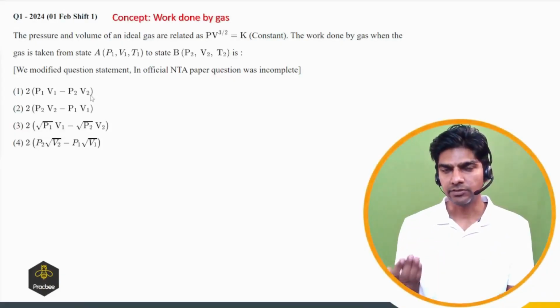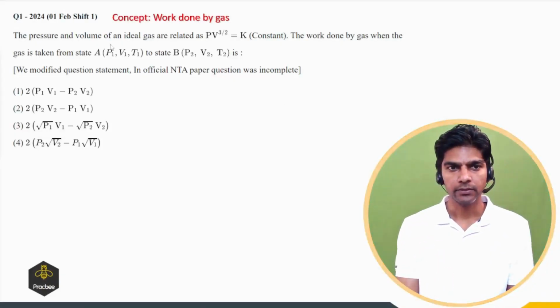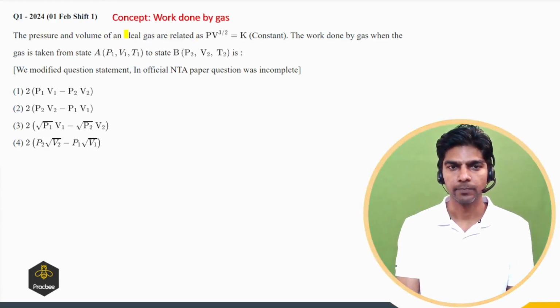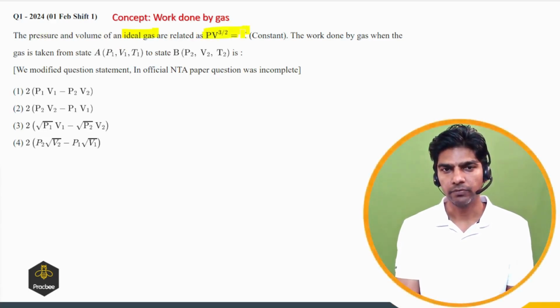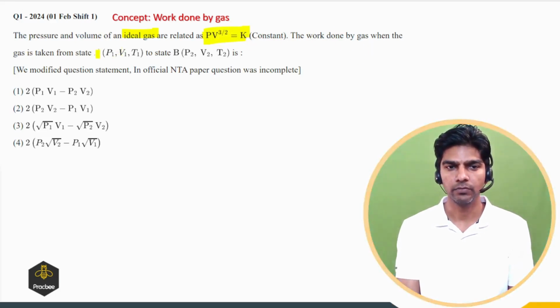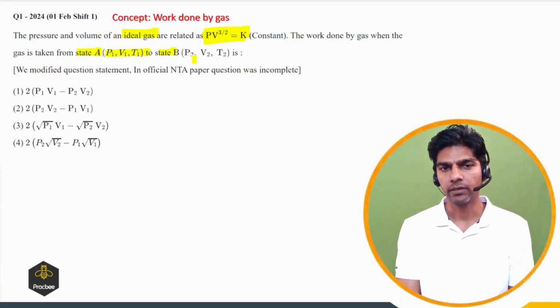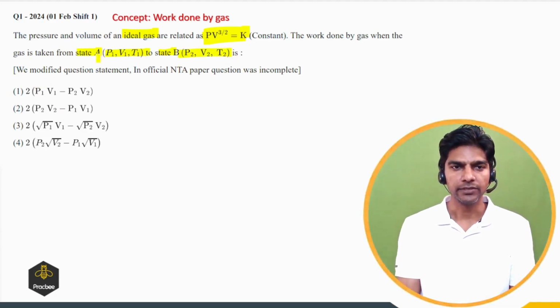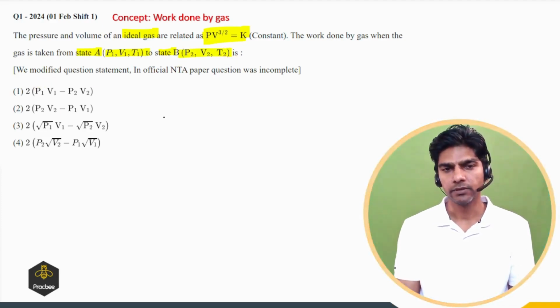Now let us see this illustration based on work done by a gas. Here the pressure and the volume of the ideal gas are given by PV raised to power 3/2 is constant, and we need the work done by the gas when the gas is taken from state A to state B. At state A pressure is P1, volume is V1, temperature is T1, and similarly for state B it is P2, V2 and T2. So now let us try to solve this.